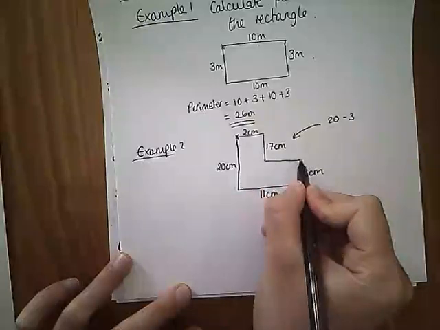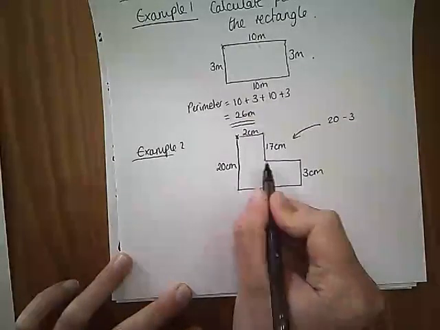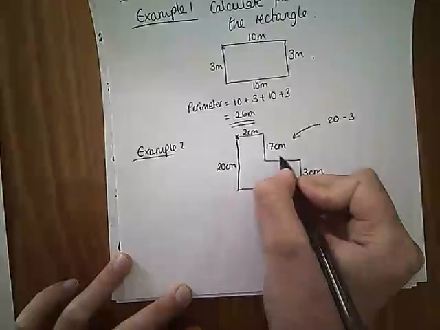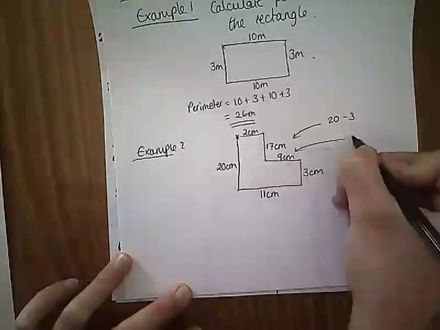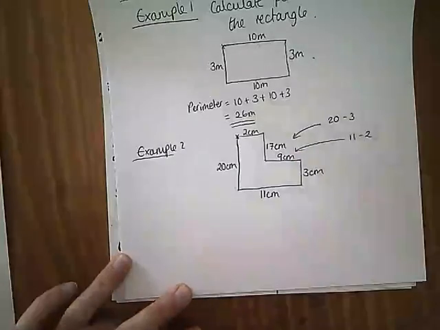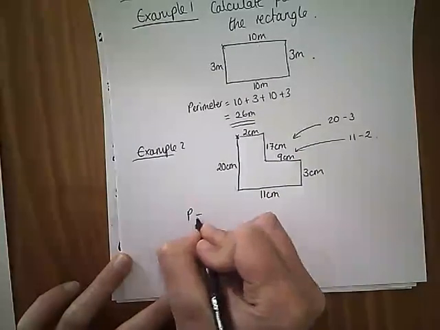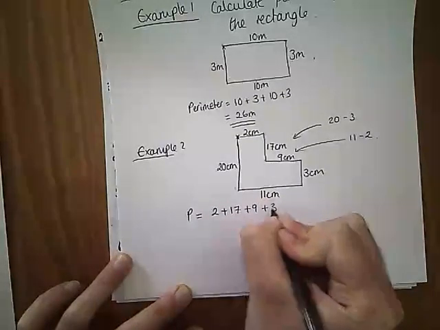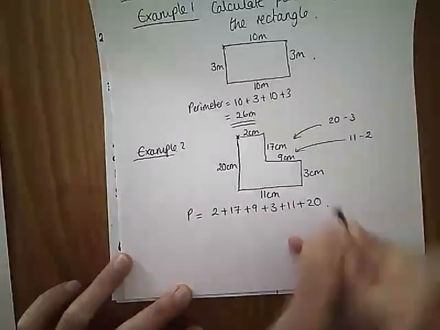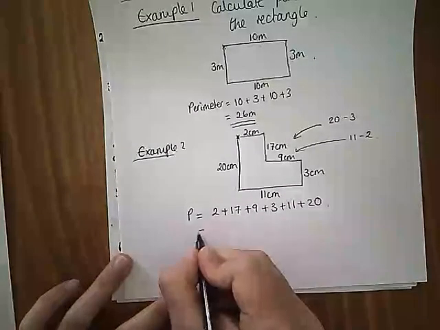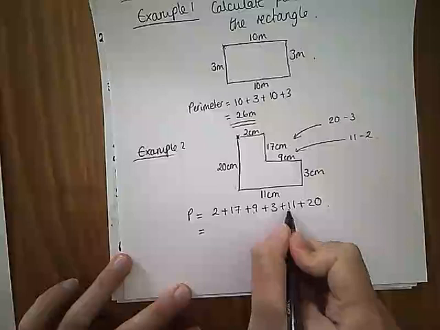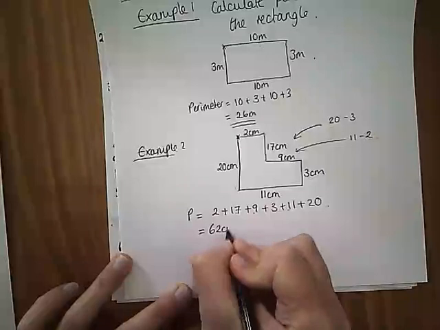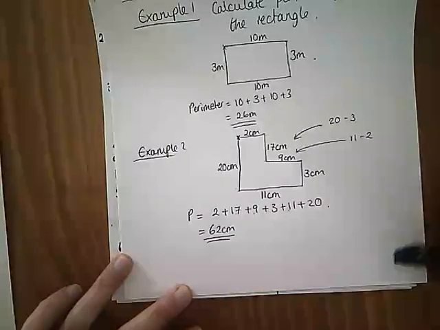Similarly, this length here must be this total length, take away this part, which is 2 centimeters. So this here must be 9 centimeters. That was 11 take away 2. Okay, so now my perimeter is going to be 2 plus 17 plus 9 plus 3 plus 11 plus 20, and that is what I'm adding up. So 9 plus 11 is 20, 20 plus 20 is 40, that makes 60, so it should make 62 centimeters.